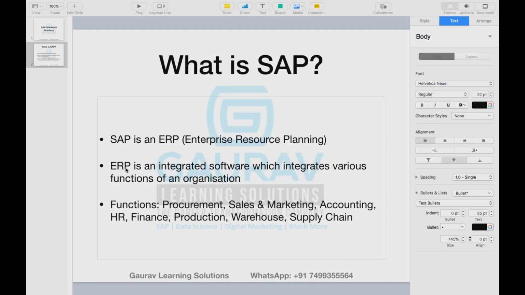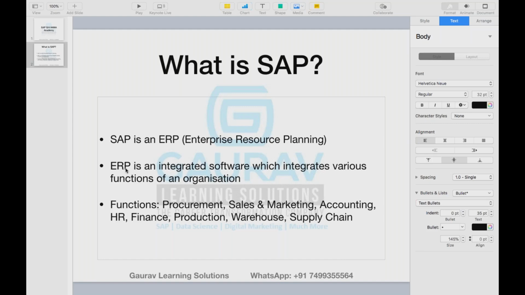ERP is not just a small software which can be implemented separately for each function. ERP is an integrated software which integrates various functions of an organization. This is very important. And SAP is an ERP. So we are not saying SAP is the only ERP available. There are many other ERP products available in the market.